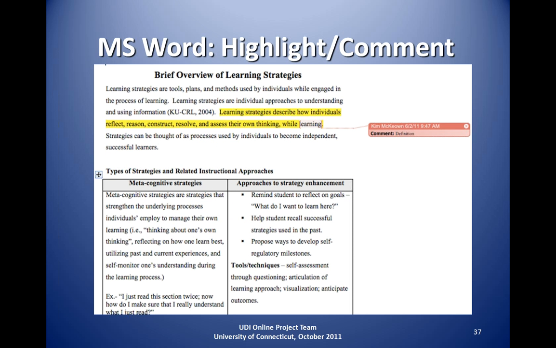A simple one, which is a native feature of Word, is the MS Word highlighting and commenting tool. As you can see on your screen, it tells you about the types of strategies and related instructional approaches using this tool. I have used this tool to highlight elements within my syllabus that I want students to pay particular attention to. Due dates, particular assignment details, including both highlighting and a comment feature, really brings this information out for students who might have visual processing challenges.